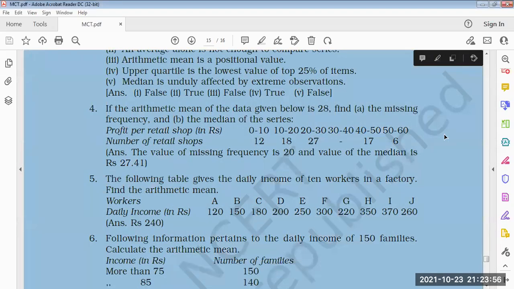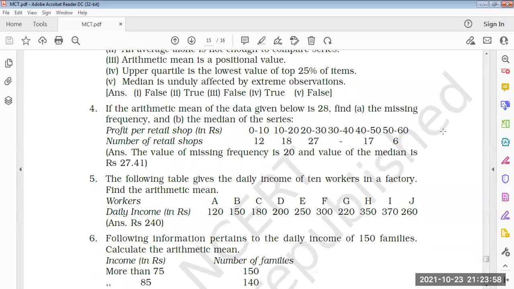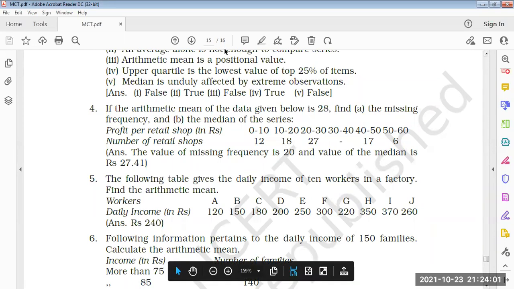Welcome back to statistics for economics class. In the previous class, we learned how to calculate the arithmetic mean under the direct method. In this class, we will learn how to calculate the arithmetic mean with the help of the step deviation method, or the assumed mean method.